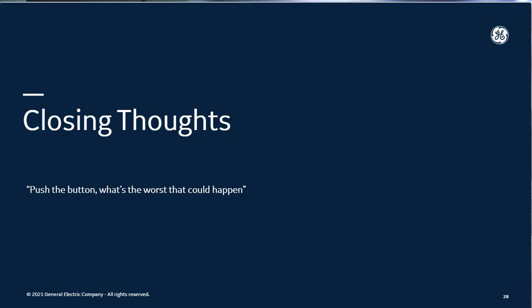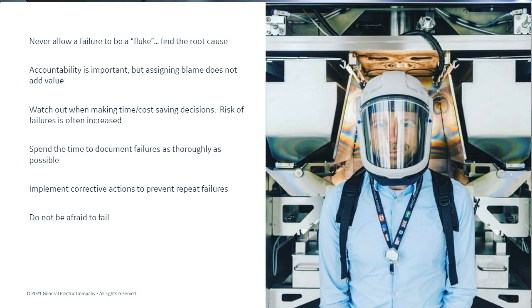Closing thoughts. Push the button. What's the worst that could happen? That's usually how I run, but don't allow your builds to be a fluke. Find out what happened. You run 3 builds, the second one failed. Don't just run a 4th one and move on. You can, sure, for the sake of time, but capture what happened. Figure out why that second one failed.